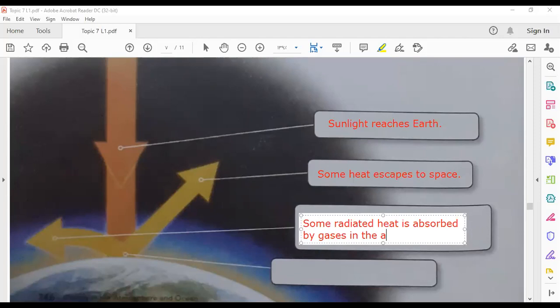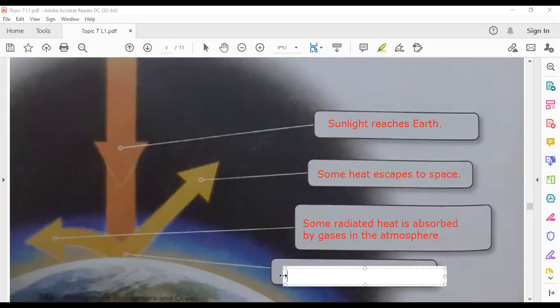Do you understand? Yes. Okay, what does the last arrow represent? This one here. Can I answer? Leif, yes. The light that is absorbed by the Earth. Good. So Earth's surface is heated because it absorbs some of the heat. Earth's surface is heated.